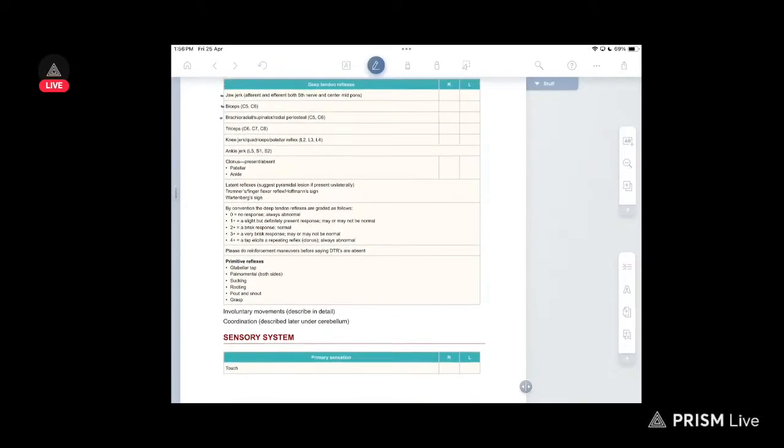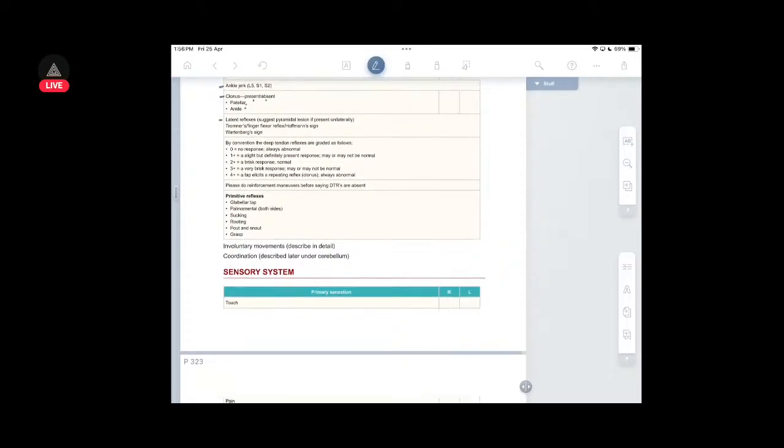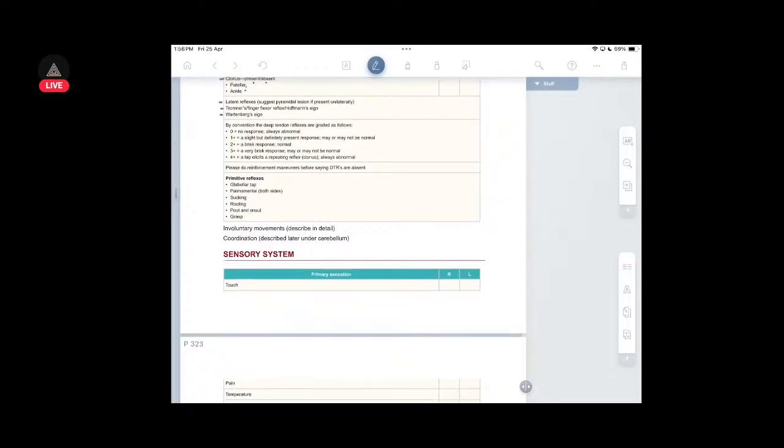Deep tendon reflexes: jaw jerk, biceps, brachioradialis, supinator, radial periosteal, triceps, knee jerk, quadriceps, patellar reflex, ankle jerk. Clonus, whether present or absent, patellar or ankle. Latent reflexes are suggestive of pyramidal tract lesions if present unilaterally. Trömner's reflex like finger reflex or Hoffmann's reflex, and Wartenberg's sign you can check.